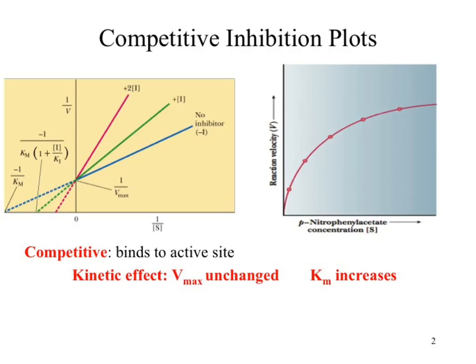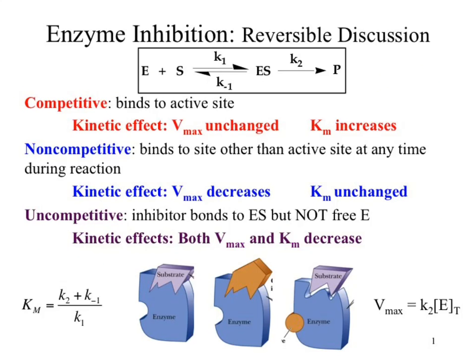However, your Km will change. What the Km is looking at is the affinity for the substrate, and what ends up happening is your Km will increase. And that has to do with how the inhibitor affects the overall reaction that we've got up top. So where does that inhibitor affect? What rates does it change? What concentrations does it change? How does that affect everything else? So in the case of a competitive inhibitor, your Km will increase.